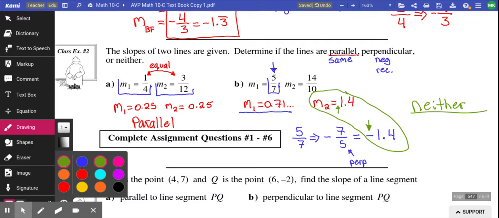Cool. If you want, you could pause right now and then go do some of the practice questions below. So you go do questions 1 to 6 if you want. If you want to just wait, you can do that too.